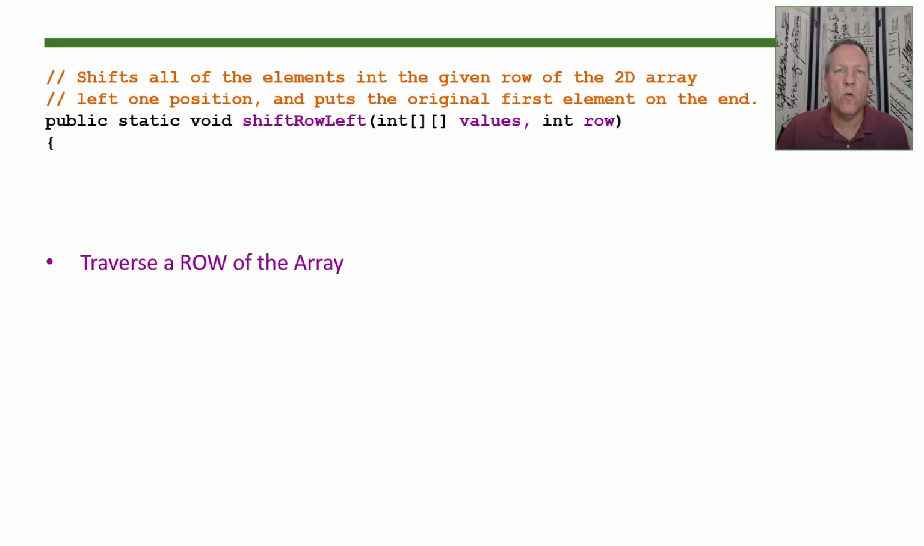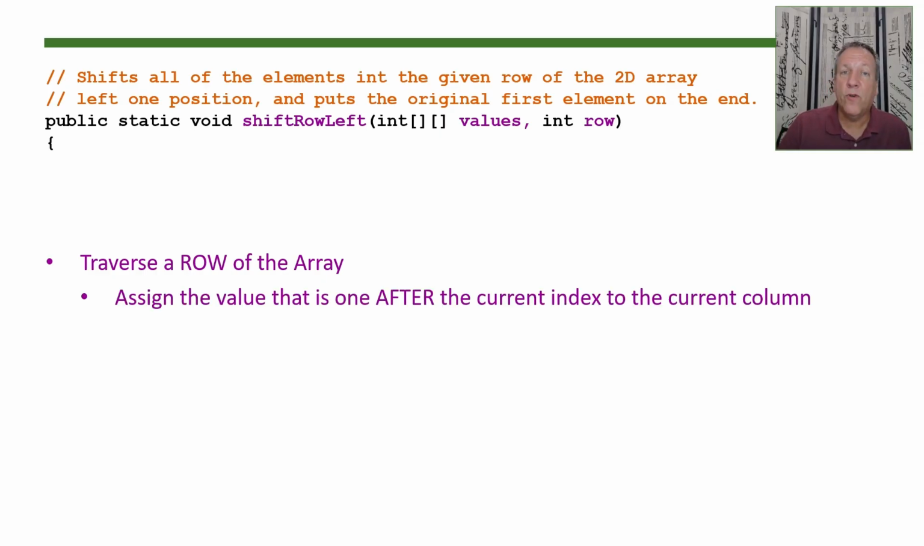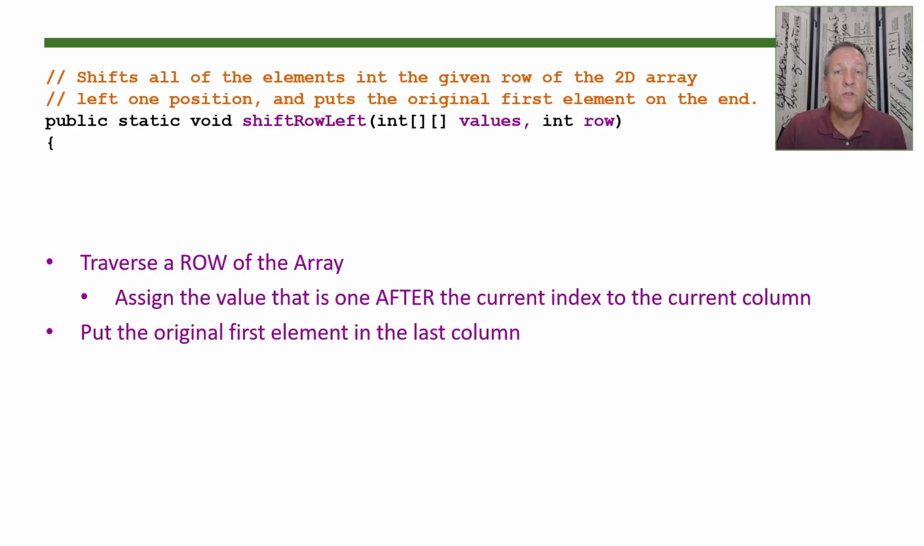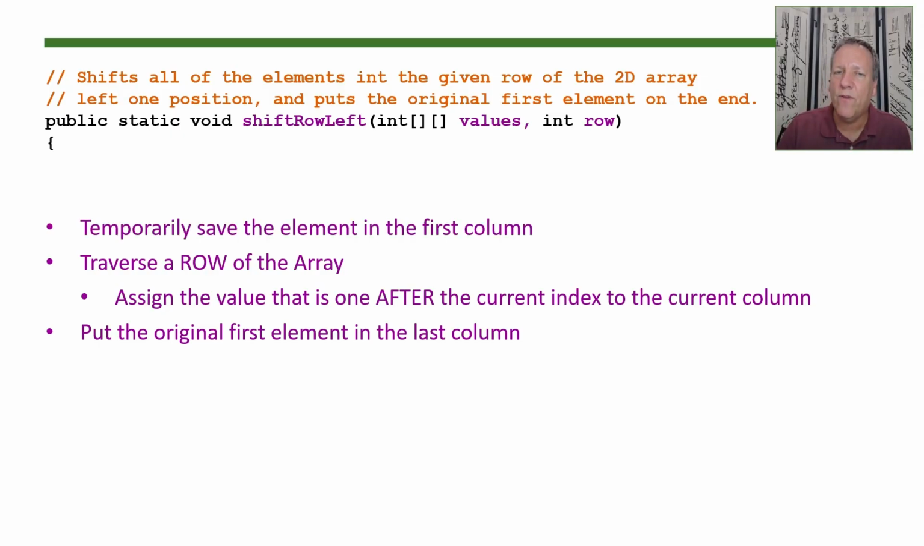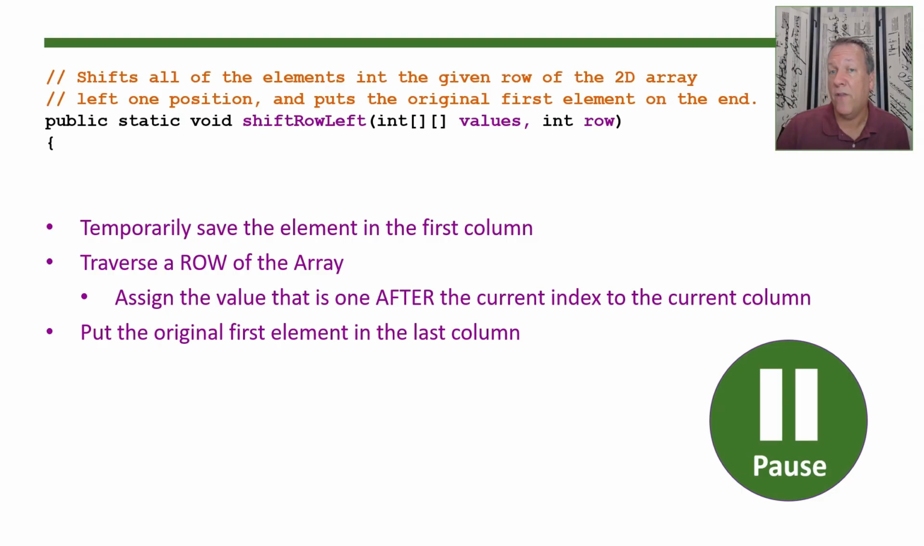So we're going to traverse a row of the array. So we'll need to increment through each column. As we traverse each element of the row, we want to assign the value that is one column after our current location to the current column. This is what will shift each element one position to the left. Now, we want to put the original first element into our last column. Oh, we didn't save it. Let's go back to the top of our algorithm here, and let's temporarily save the first element in the first column because we know we're going to need it at the end of our algorithm. And that's it. So pause here and give this code a shot if you'd like, and we'll code it together in just a moment.